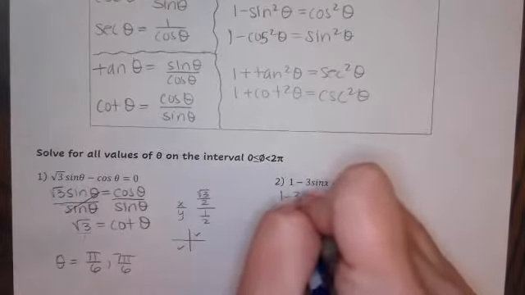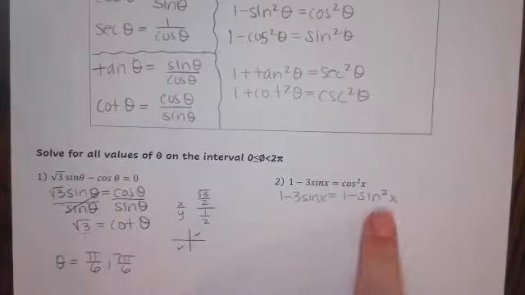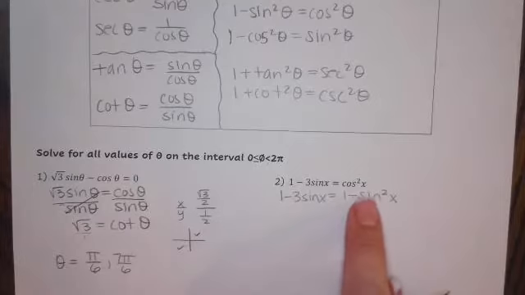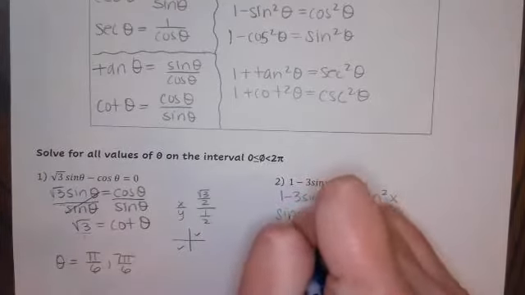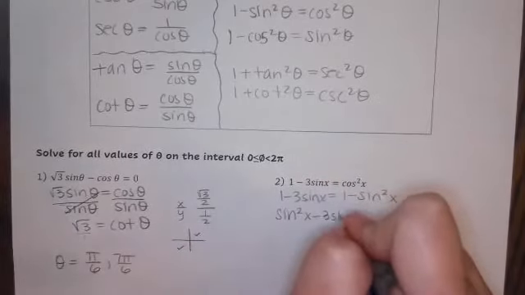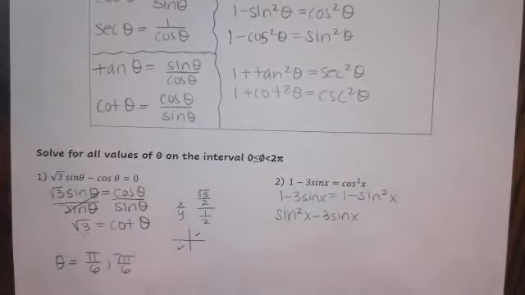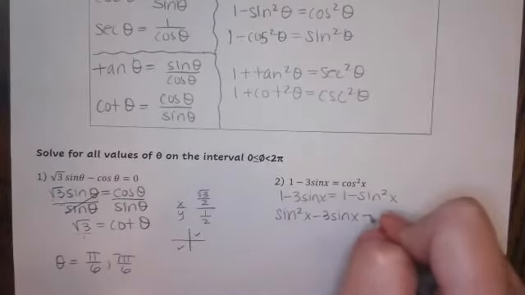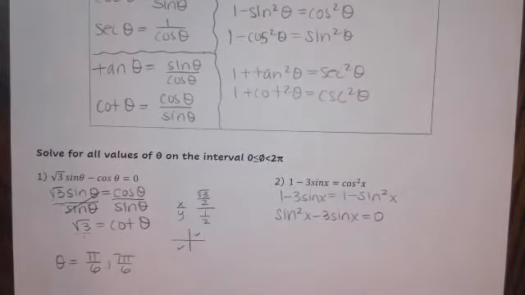So on this side here, I got 1 minus 3 sine of x. If I can get this all to one side, I can factor. I like to have my sine squared term positive, so I'm going to add this sine squared to get it to the other side. So I'm going to get sine squared x when I add this over, minus 3 sine x. And then when I subtract this 1 to get it to the other side, the 1 minus 1 is 0. So now I've got all my terms on one side.